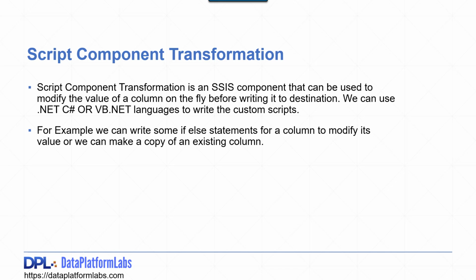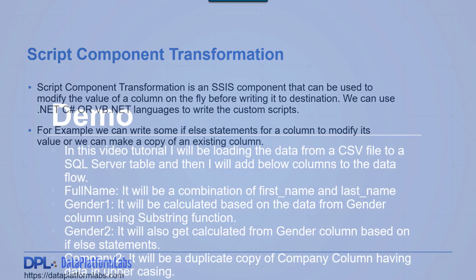Script component transformation basically is an SSIS component that can be used to modify the value of a column on the fly before writing it to destination. We can also add new columns to the data flow during the transformation. We can use .NET, C# or VB.NET languages to write the custom scripts inside the script component. So for example, we can write some if-else statements for a column to modify its value, or we can make a copy of an existing column or add new columns as well.